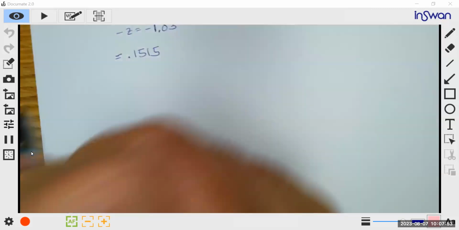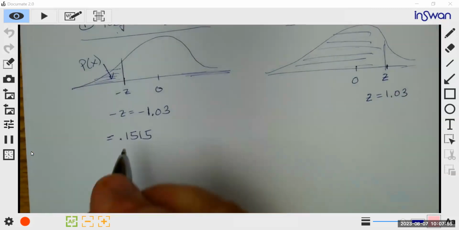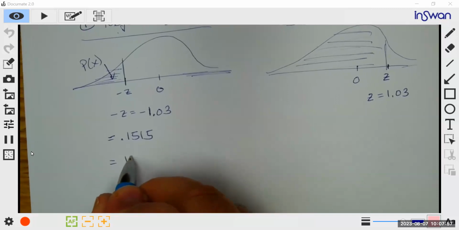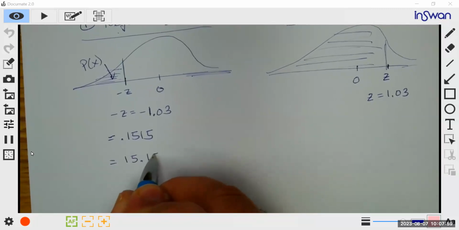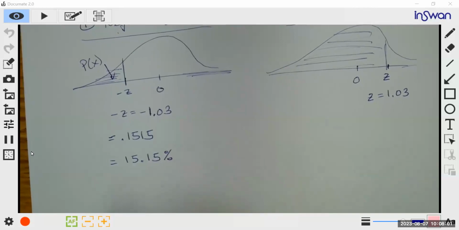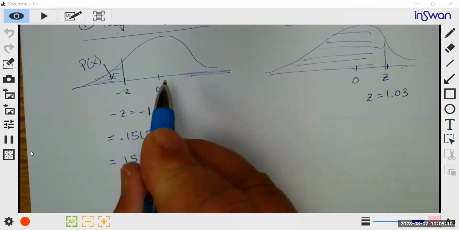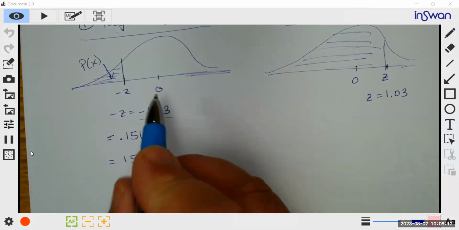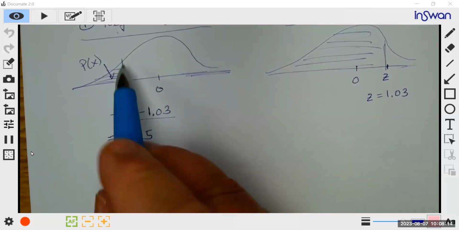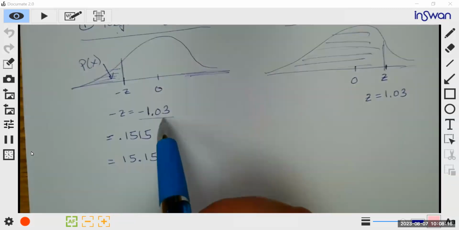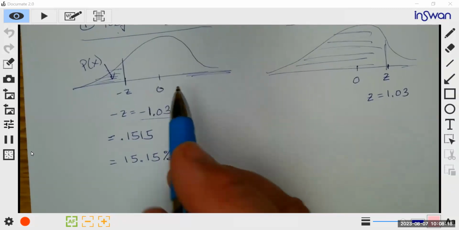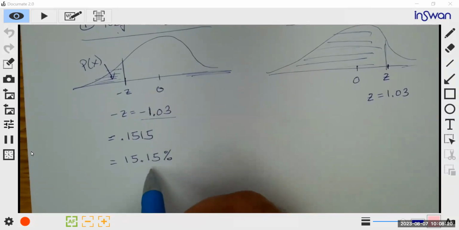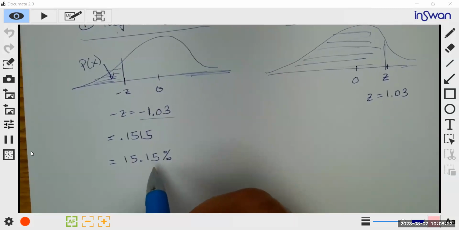.1515, which tells us what? How many percent is that? 15.15%. So in reality, what that means is if this is a test and you scored a number X that gives you a z-score of negative 1.03, that means you're only higher than 15% of the class.